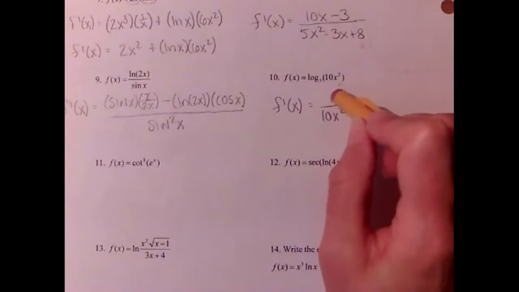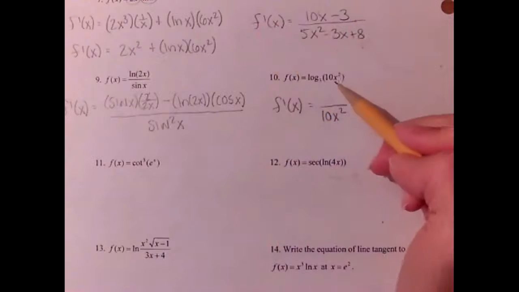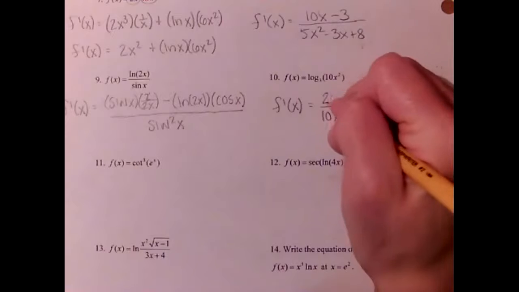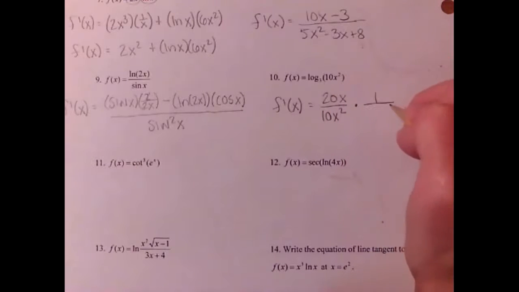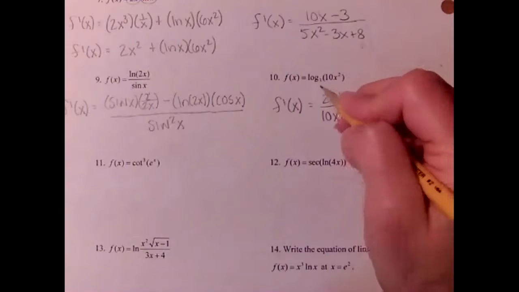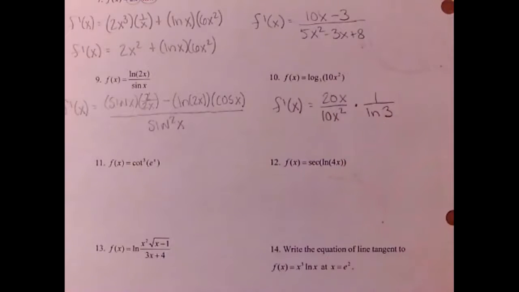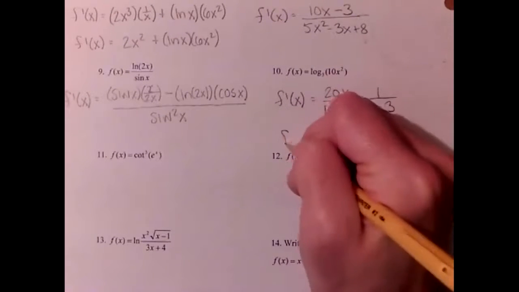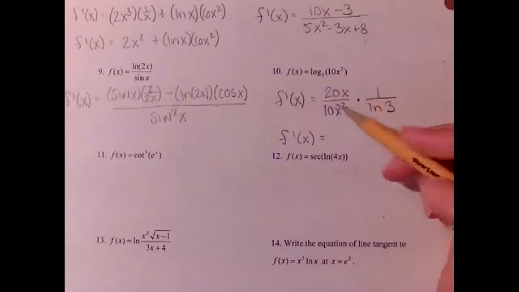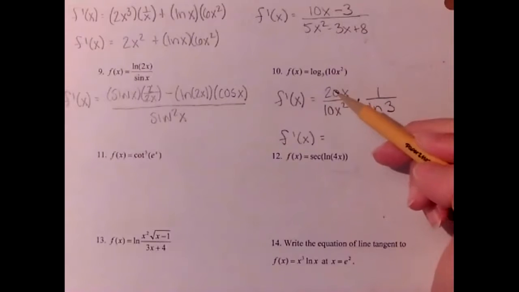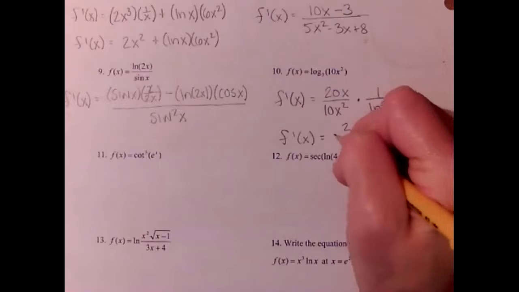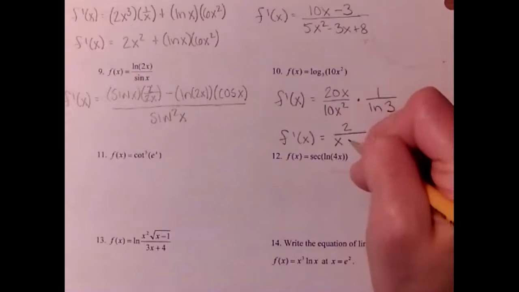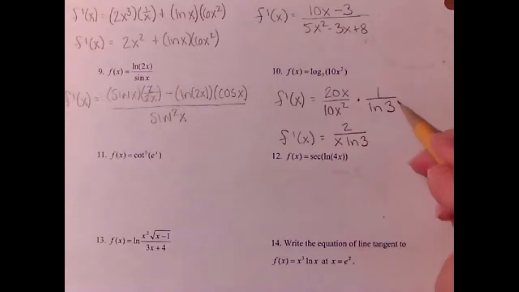I'm just going to put it in the numerator. So the derivative of 10x squared would be 20x. And then we have to multiply on 1 over ln of whatever the base was, which in this case is 3. So just to clean that up a little bit and make that look better, this is going to reduce to 2, and one of the x's is going to cancel. So this will be 2 over x, and then the ln of 3 is also in the denominator.